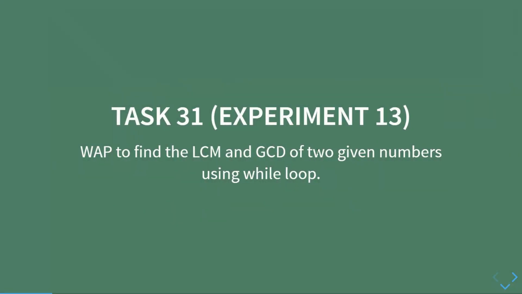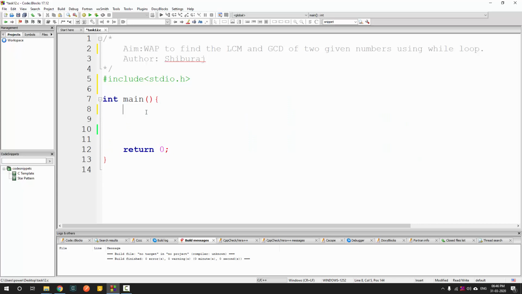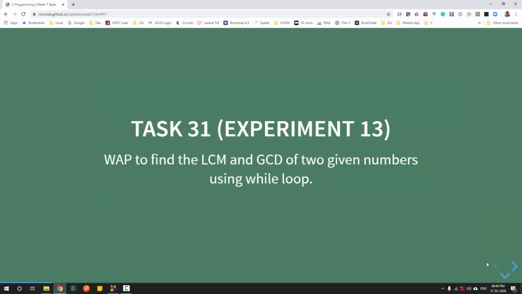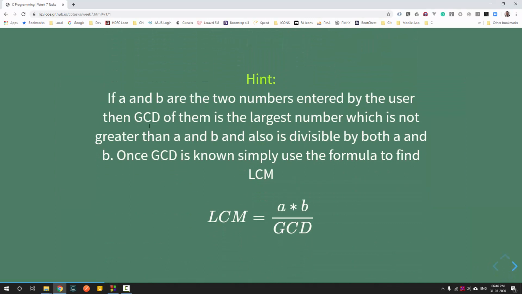So the first task that we are going to see is to find the LCM and GCD of two given numbers with the help of a while loop. Okay, so let's begin. To find the GCD and LCM, I will just look at what the hint says. Now what is the meaning of GCD?